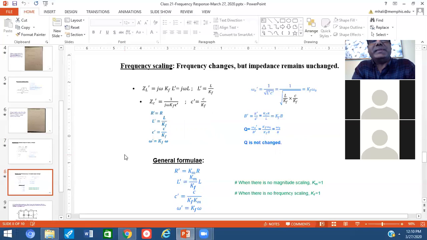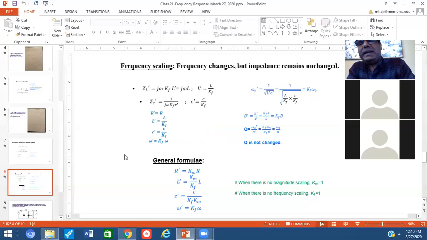Now the resonant frequency will be changed in case of the frequency scaling. To understand that, everybody see the right side of my calculation. I am calculating resonant frequency, omega naught prime equal to 1 over root of L prime C prime. And I am substituting the values of L prime and C prime that I calculated on the left side: L prime is L over K, C prime is C over K. So ultimately, you are getting K multiplied by omega. This means, in this case, resonant frequency will be changed. It will be multiplied by the frequency scaling factor K with the original resonant frequency.